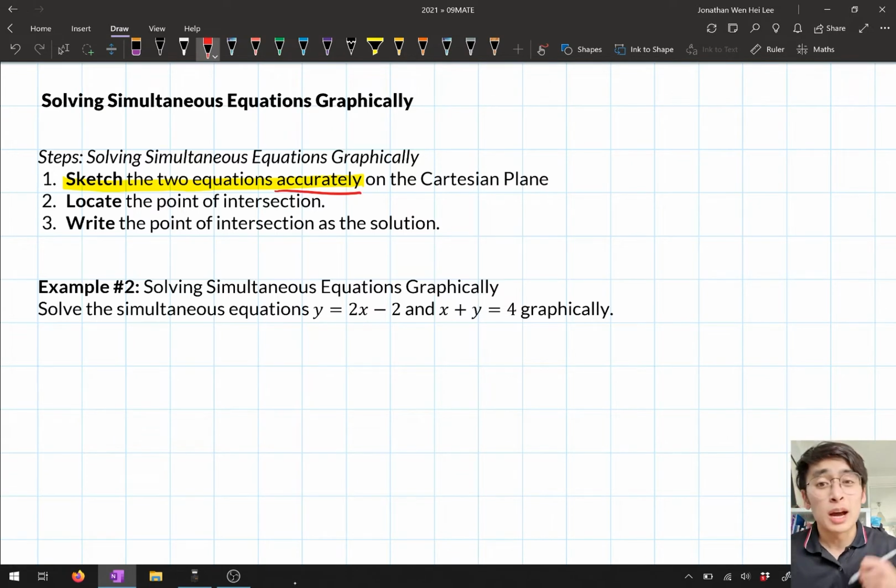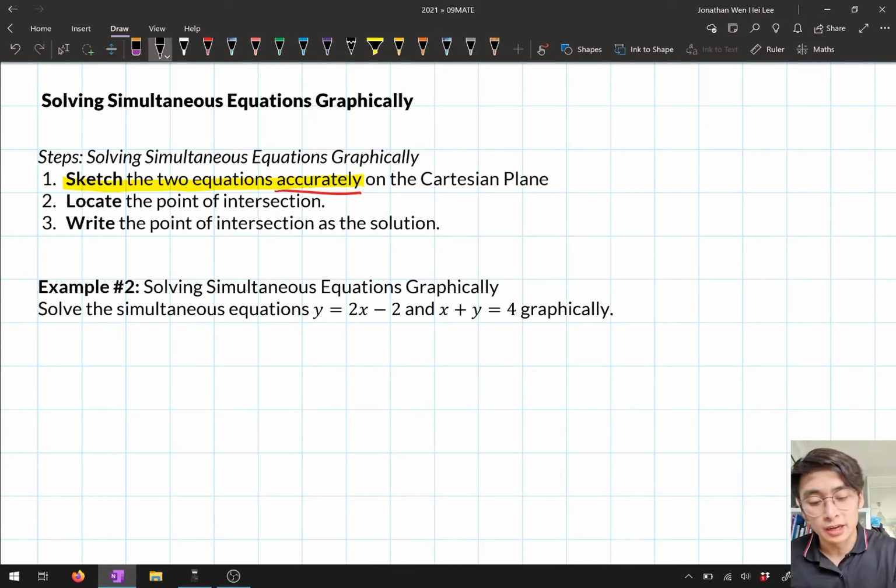You want to make sure that you are as accurate as possible because you are going to be reading off the coordinate of the point of intersection. If you don't draw your graph to scale, if your lines aren't straight and it's all wobbly, that means that you're not going to be able to accurately read off that coordinate. So here, we want to draw our two equations accurately on a Cartesian plane.